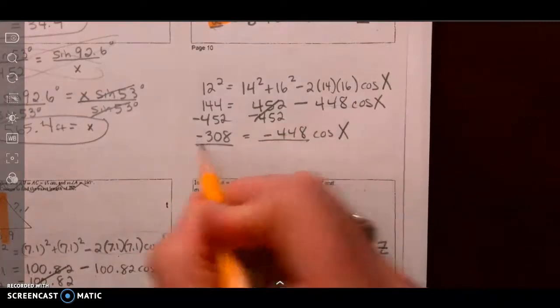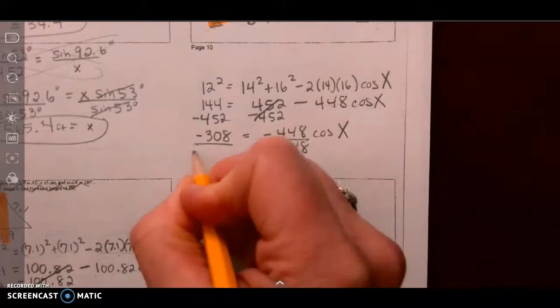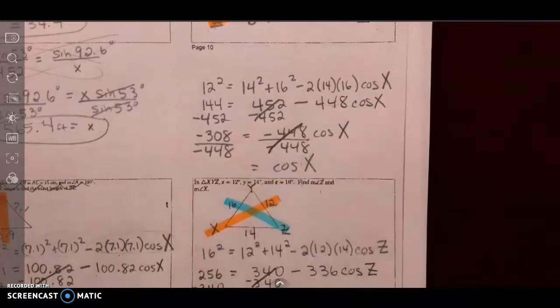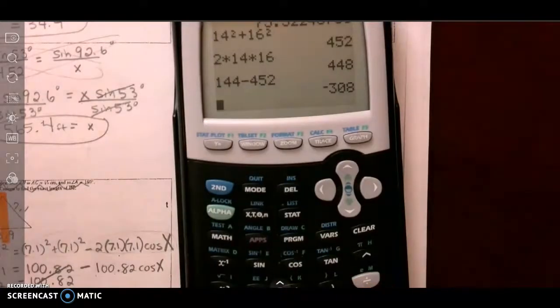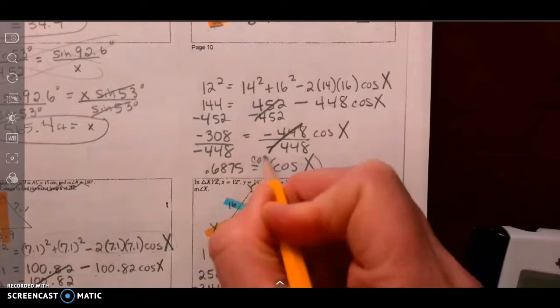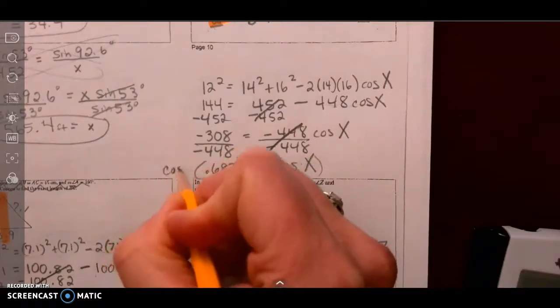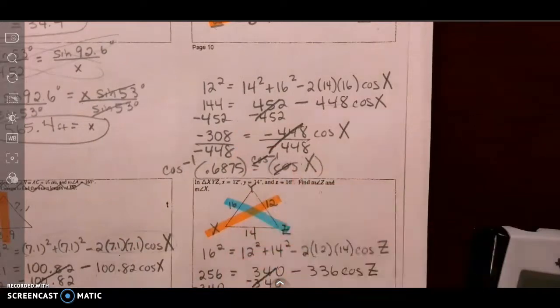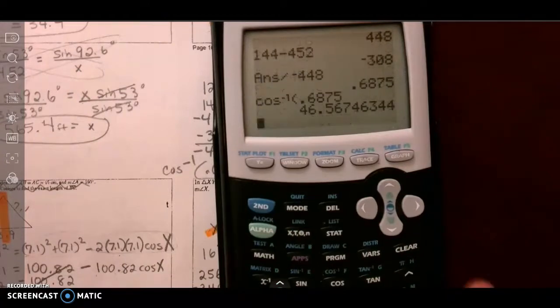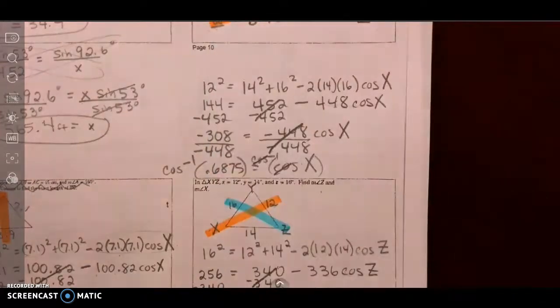Divide both sides by negative 448. Cosine of x equals negative 308 divided by negative 448. And I get 0.6875. Inverse cosine. So x is the inverse cosine of 0.6875. So 46.6 degrees.